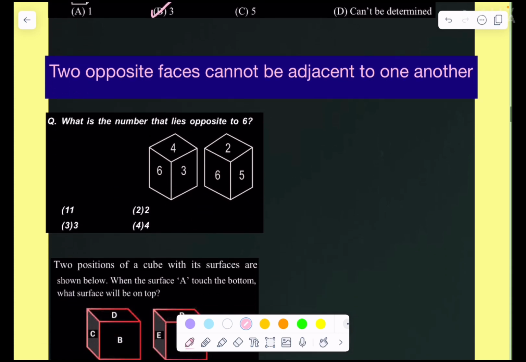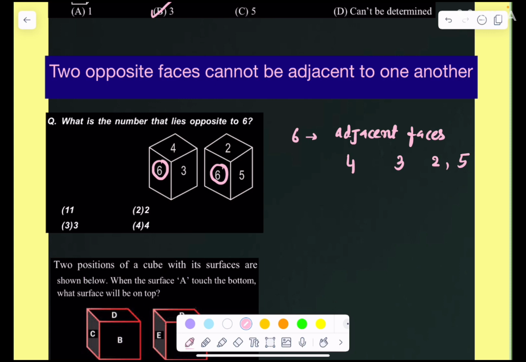Now, two opposite faces cannot be adjacent to one another, we know that. So I am taking two different positions of the die. One die, two different positions are given. By observing, 6 is the only common face to them. So how many adjacent faces are there to 6? We'll check it once. The adjacent faces for 6 are: 4 is one adjacent face, 3 is another, 2 is an adjacent face, and 5 is an adjacent face.